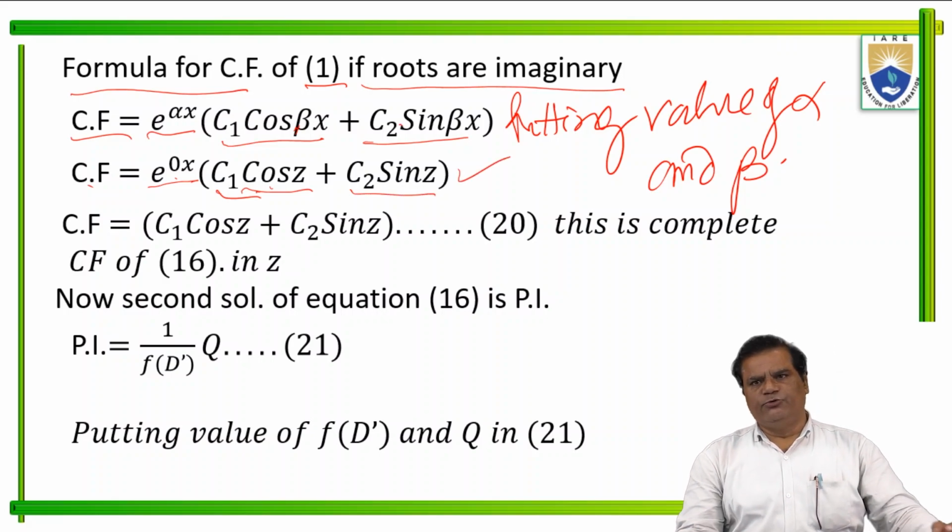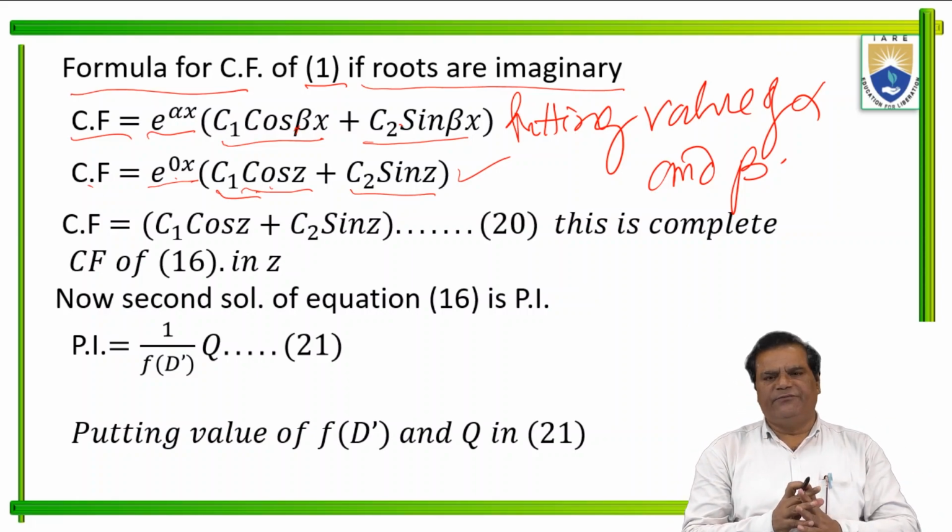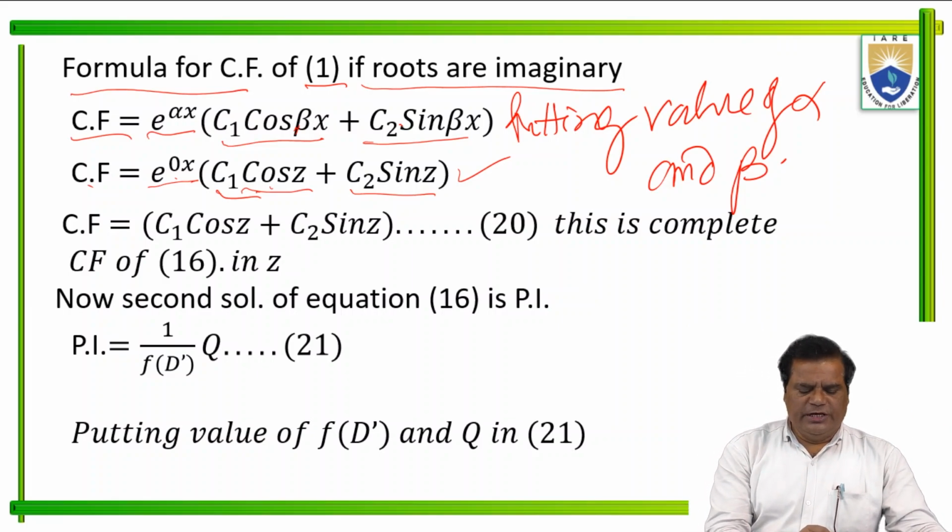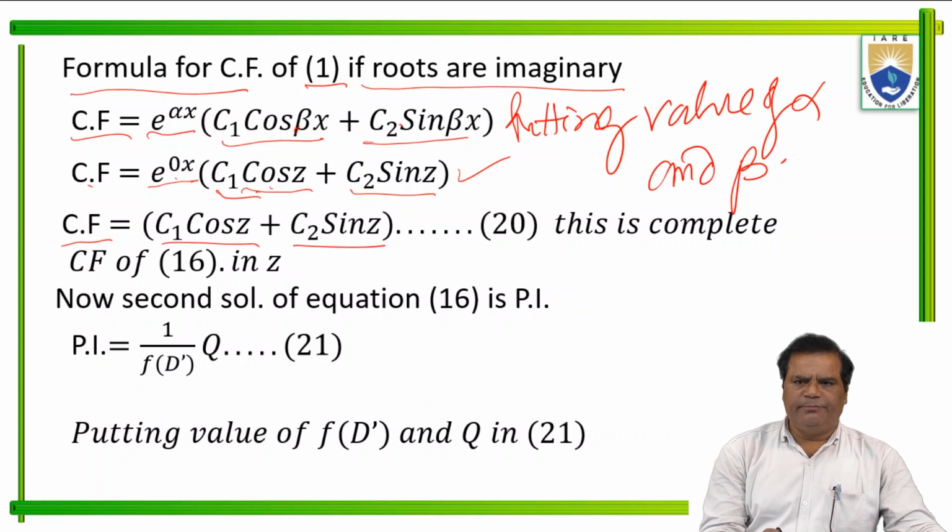Because our equation 16 is given in z, we write the complementary function in z and the particular integral also in z. At last, we put the value z equal to log x. So CF is C1 cos z plus C2 sin z. This is equation 20, the complete complementary function of 16 in z.